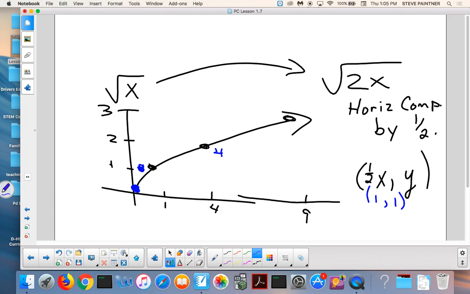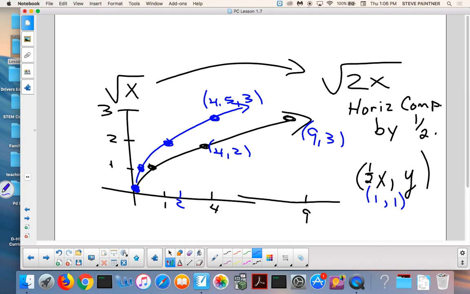Okay, this one is what? 4, 2. You're going to take half of that number. What's it going to be? 2, 2. Okay, that's 9, 3. Where's 9, 3 going to go? Compress it. Push it in. Where's it going to go? 4.5 would be somewhere in this area. 4.5, 3. That is right there. That is a horizontal compression. It's like you grab it, you compress it right back into the y-axis.